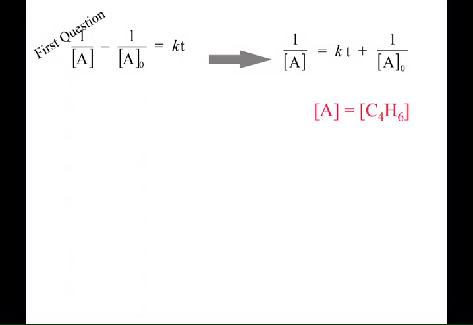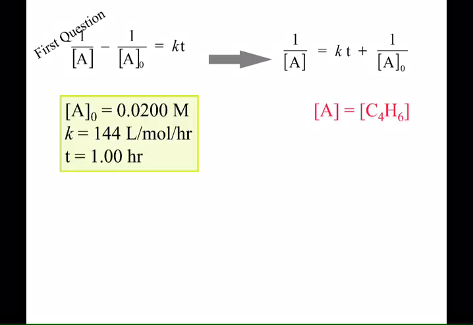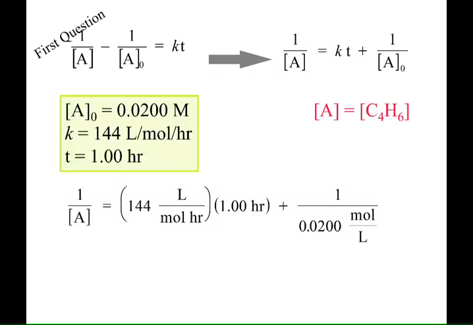And it never hurts. I like the variable A. It's nice and clean, but you see in red what I've done is associate. Anytime you see A working this problem, that is your butadiene, or this, that's your C4H6. So here we go. The inverse of the molar concentration of A is equal to KT.